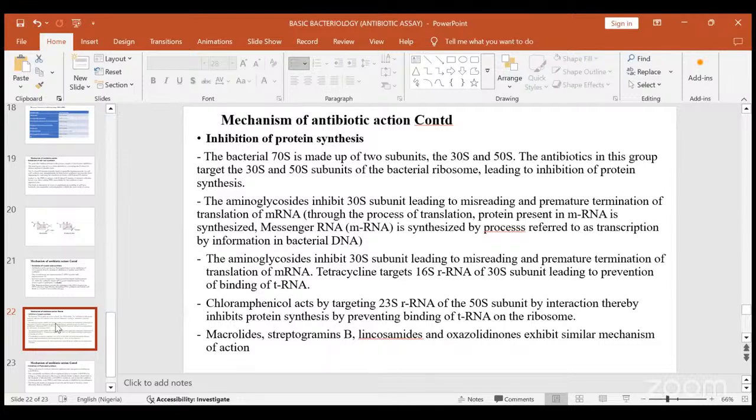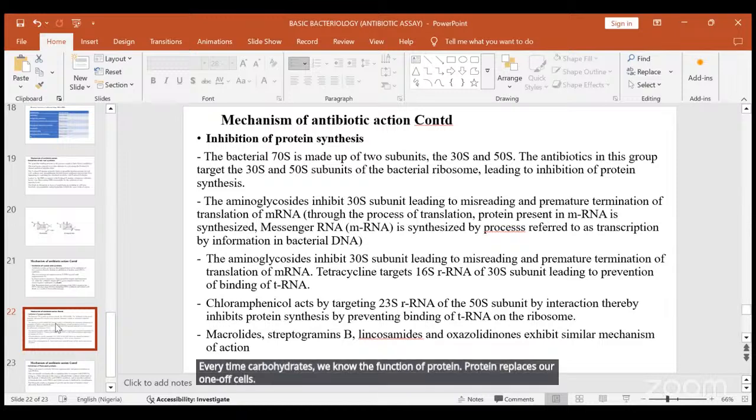Immune suppression. They are exposed to injury. Growth retardation, when you have somebody who is not eating proteinous food, every time it is carbohydrates, fiber. We know the function of protein. Protein replaces our worn-out cells.